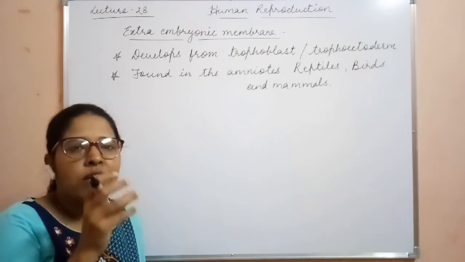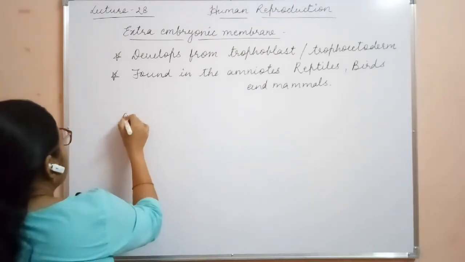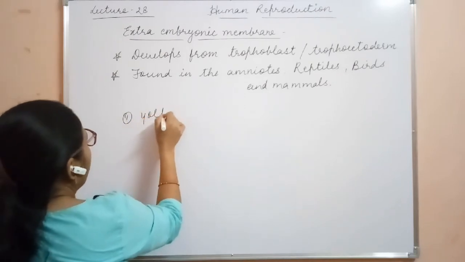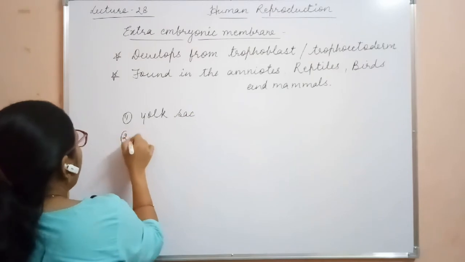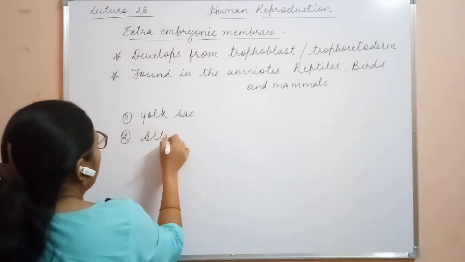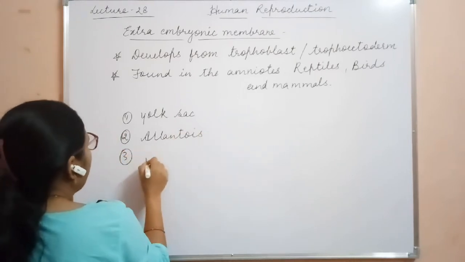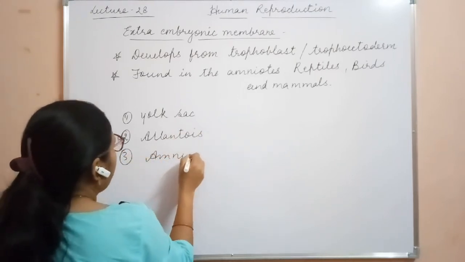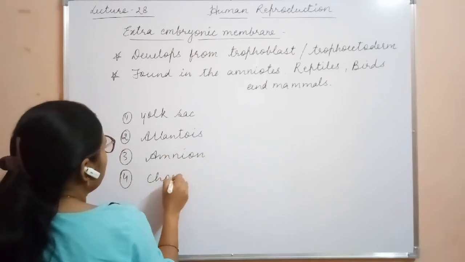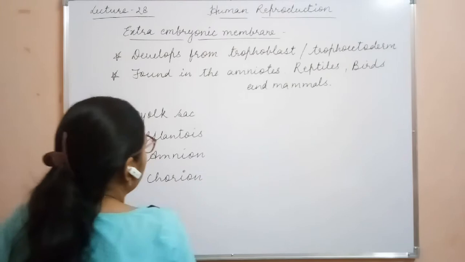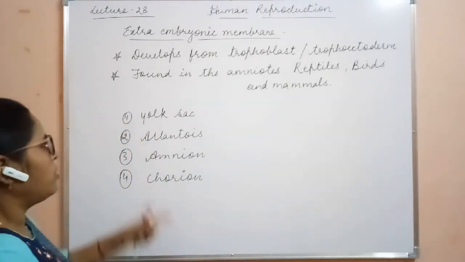Now come to the types of these extra embryonic membranes. What are the types? First membrane is called the yolk sac. Second membrane is allantois. Third membrane is amnion. And the fourth membrane is chorion. These are the four important extra embryonic membranes.